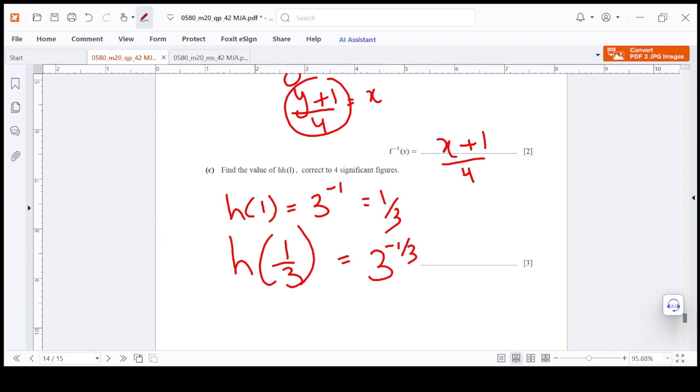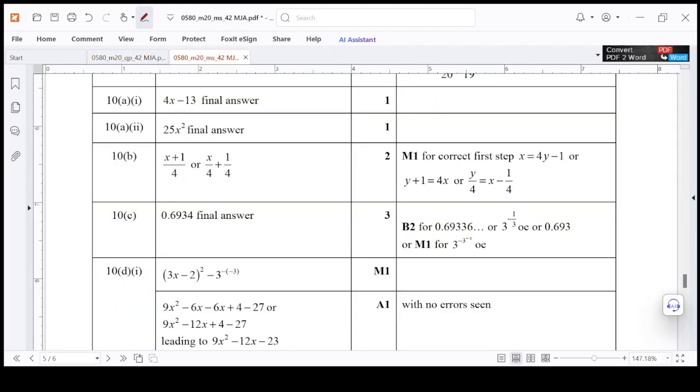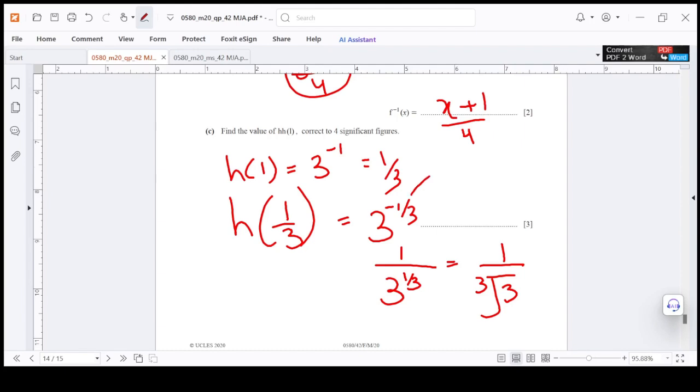If this were a non-calculator question, you would write 3 power minus 1 over 3, which is 1 over cube root of 3. This would be your final answer. But anyway, now we're going to do 3 power minus 1/3 and give the answer in 4 significant figures. I'm getting 0.69336. Let me write that down. 0.69336 rounded to 4 significant figures is 0.6934.